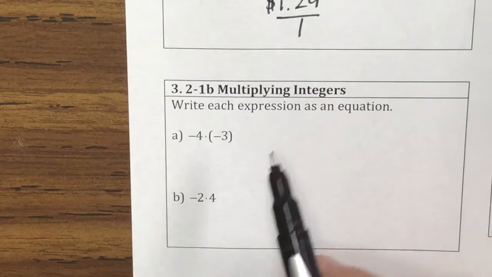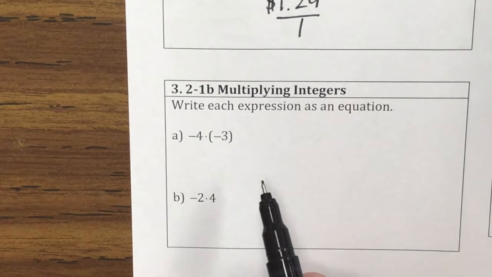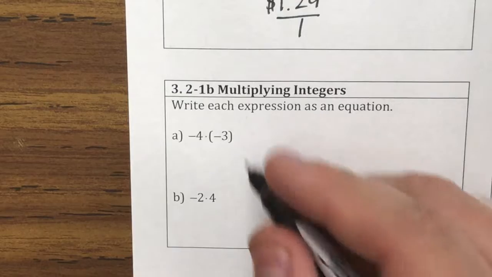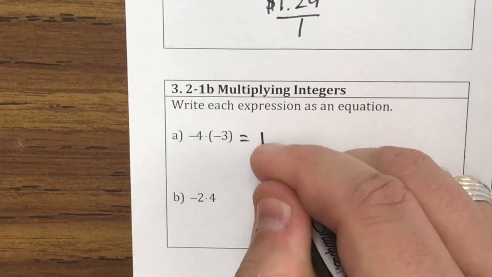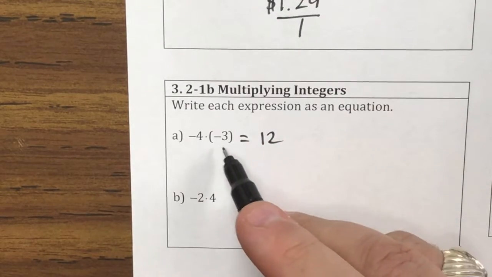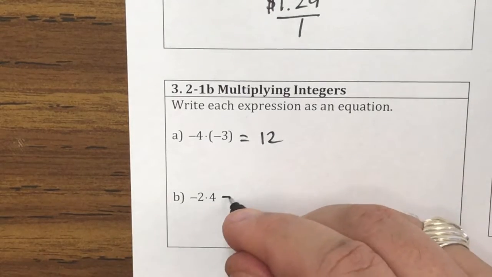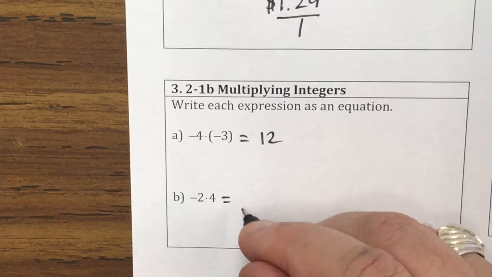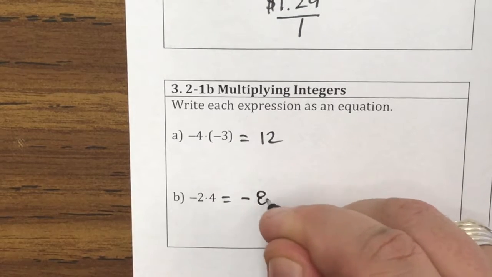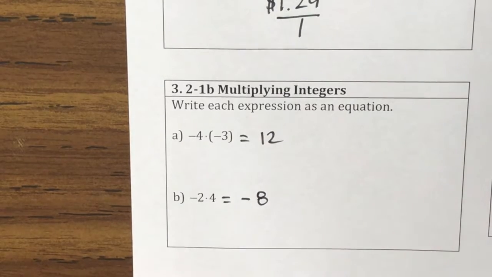Number 3, 2-1B, multiplying integers. Write each expression as an equation. Well, this equals 12. Negative times a negative is positive. 4 times 3 is 12. Negative 2 times 4 is negative 8, because a negative times a positive is a negative.